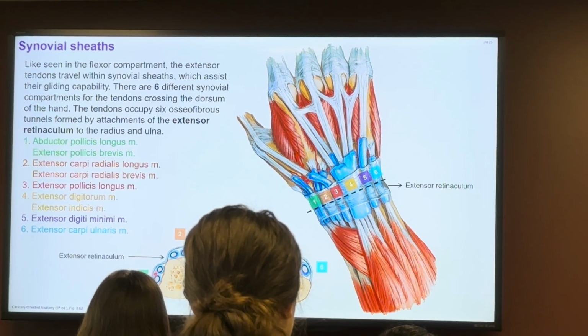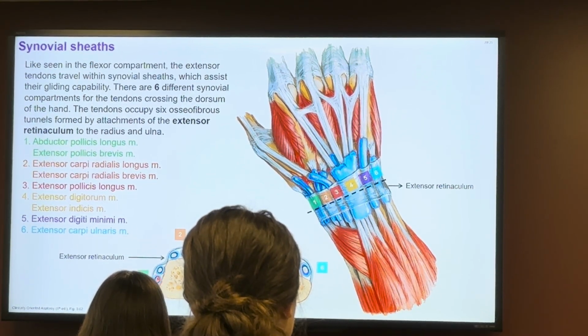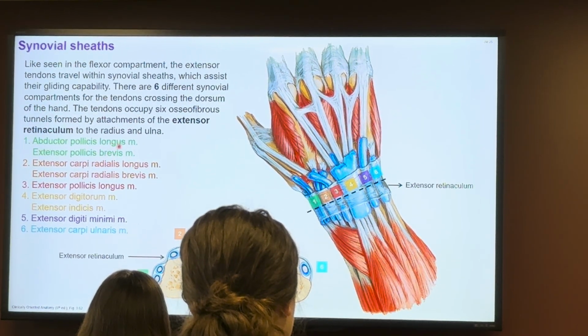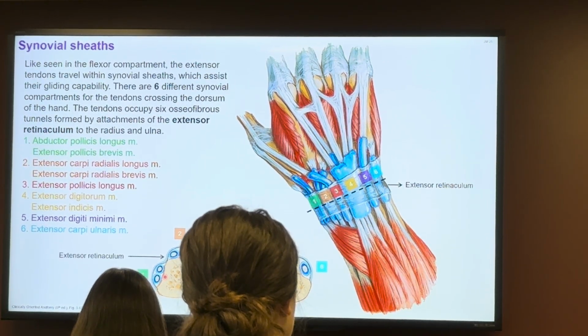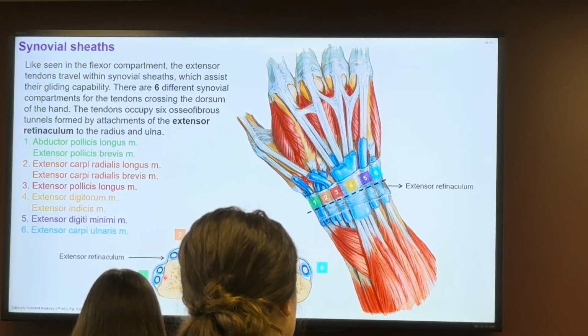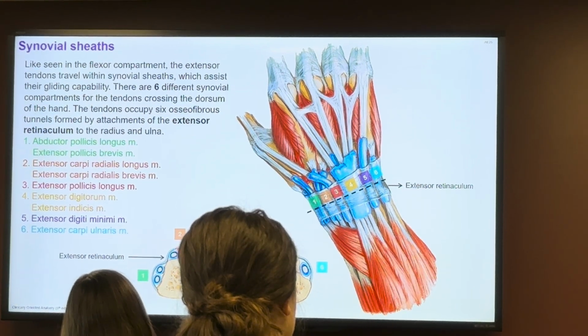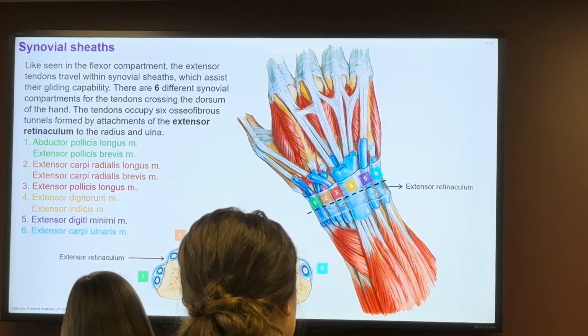So the one that we mentioned actually before, there's a dedicated pocket for abductor pollicis longus and extensor pollicis brevis. That was the lateral side of the snuff box right here, right? Those 2 tendons that we felt. We have 2 radialis muscles acting together. Remember, extensor carpi radialis longus and brevis. I can see those here, number 2. 3 is EPL, so extensor pollicis longus.